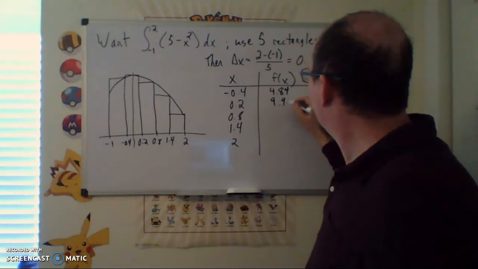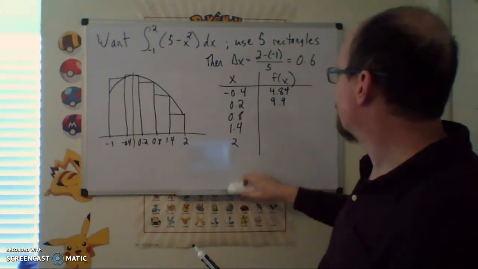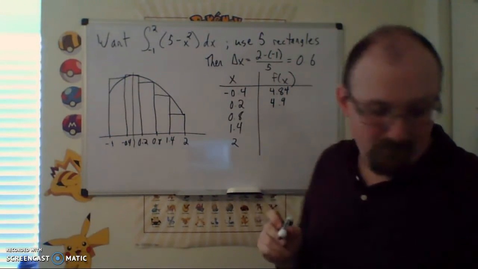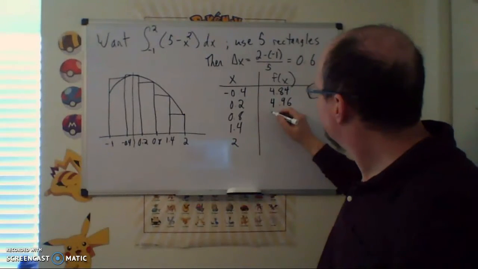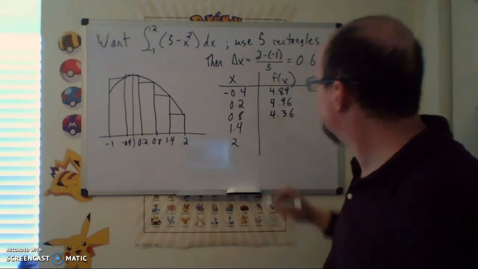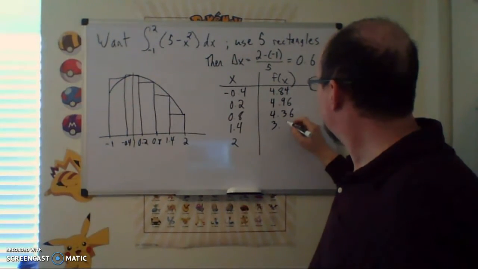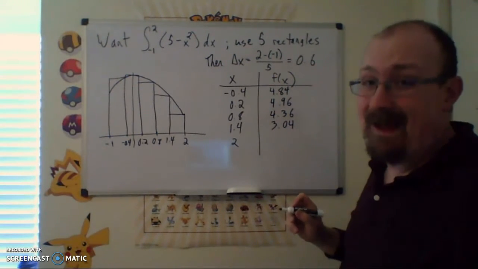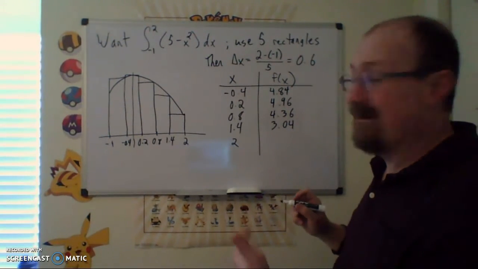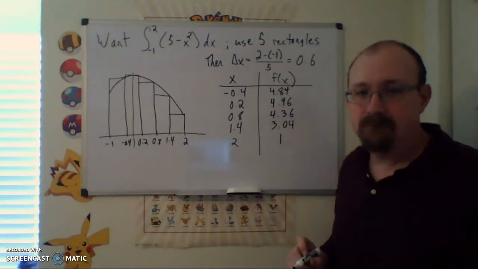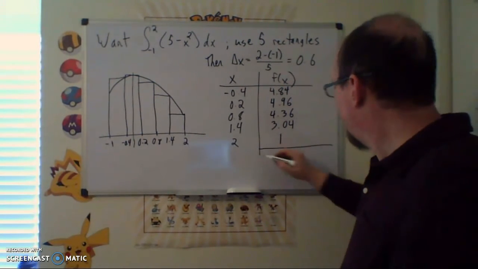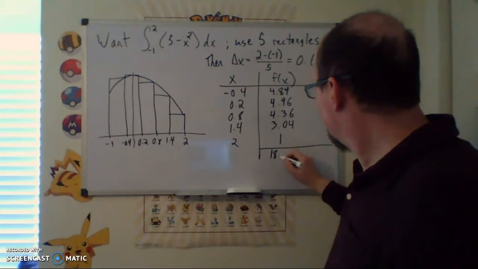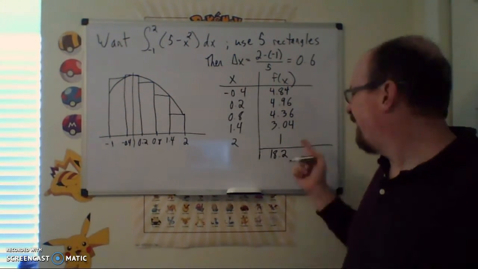4.84, that should be a 4. It's always been a 4. I didn't write a 9. 4.96, 4.36, 3.04, and then 2, I don't need to look back at any notes because 5 minus 2 squared is in point of fact 1. All right, we add those suckers up, and I got 18.2.